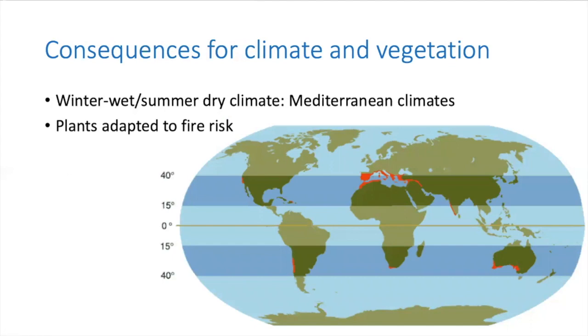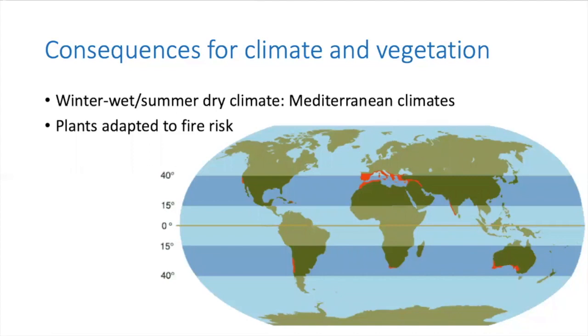One of the consequences of this is the distribution of Mediterranean climates around the world. Mediterranean climates are winter wet and summer dry, and they occur at mid-latitudes on the western edge of continents all around the world. You can see them in North America and South America, in Europe and Africa, in Australia, and even in Southern Africa.